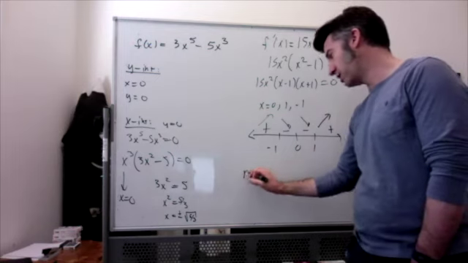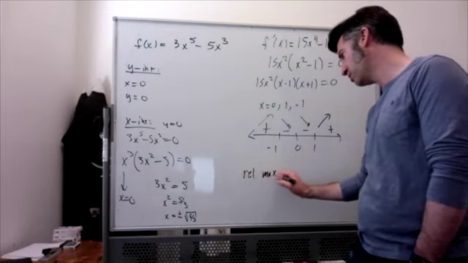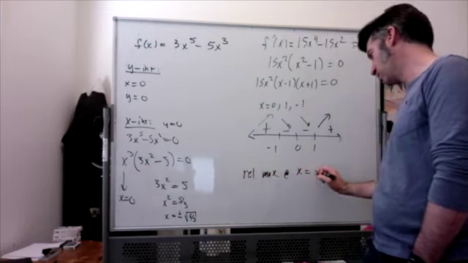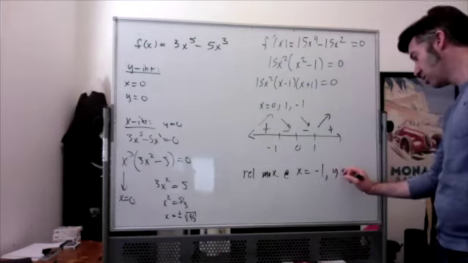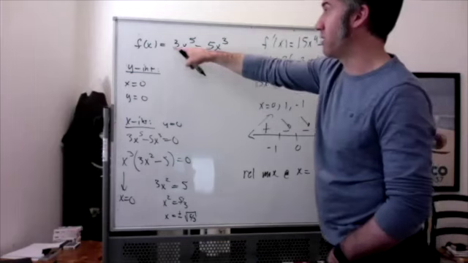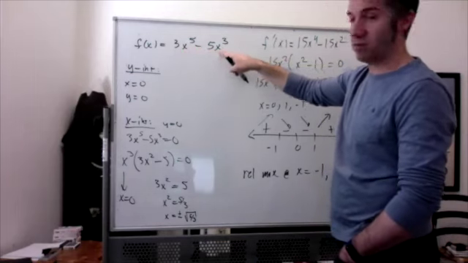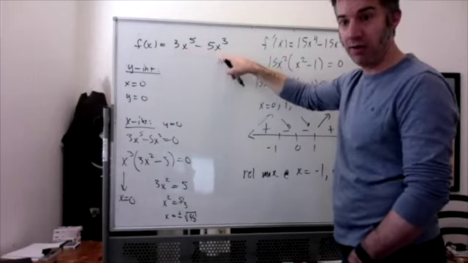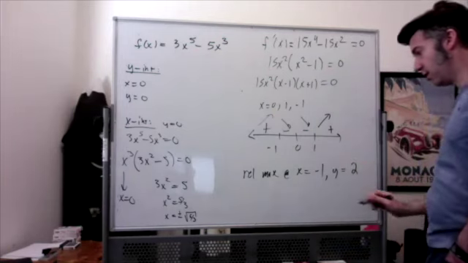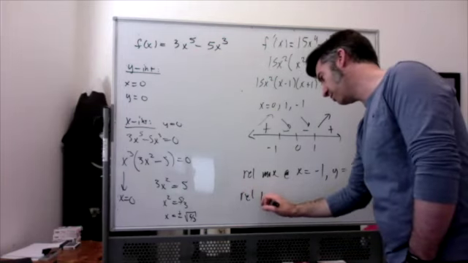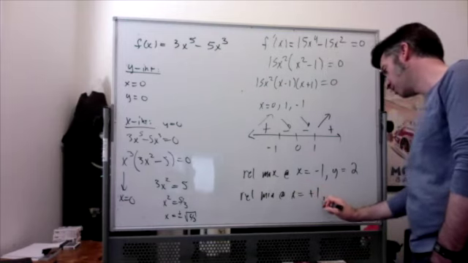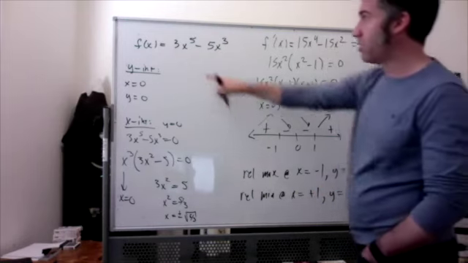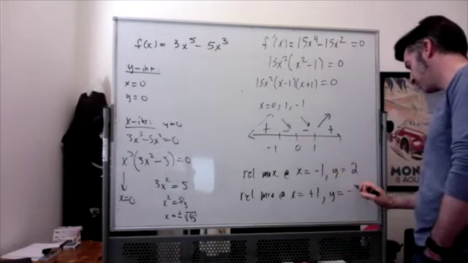So we have a relative maximum at x equal to negative 1. And the y value, we can plug in negative 1 and get 3 times negative 1 minus 5 times negative 1, which will be negative 3 plus 5. And then we have a relative minimum at x equal to positive 1. And the y value there would be 3 minus 5, which is negative 2.